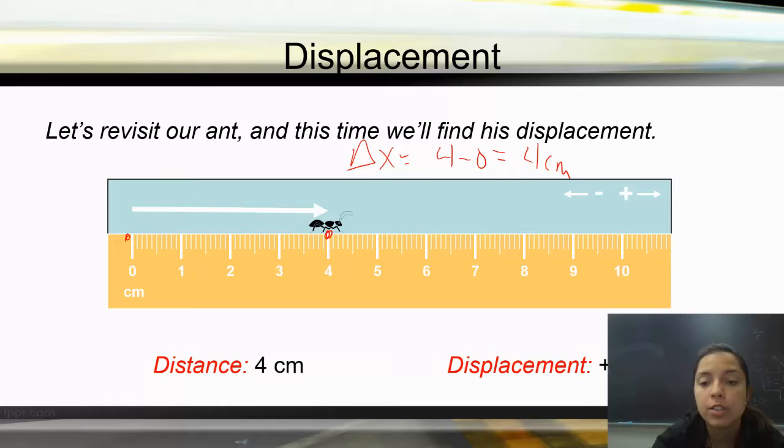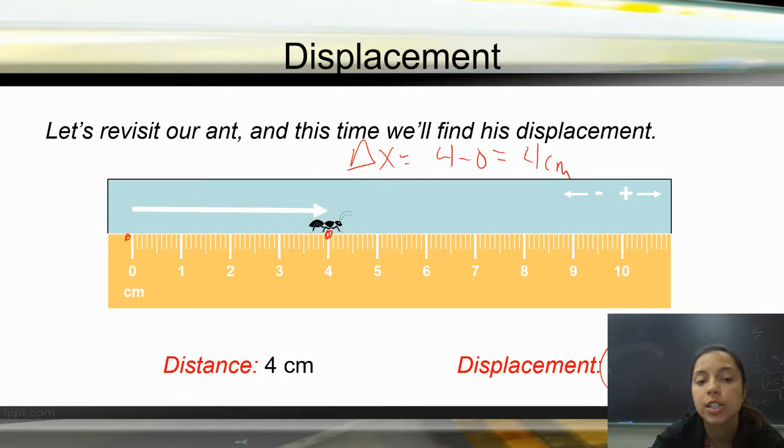Don't forget that we need to include the sign because it's going to tell us the direction. It was going to the right, and here we have that to the right would be positive. So that positive sign tells me that the ant went to the right side.